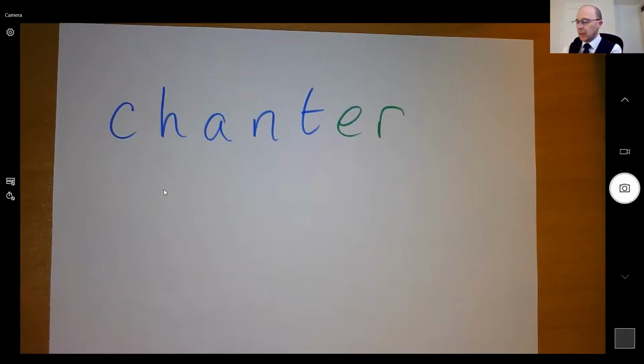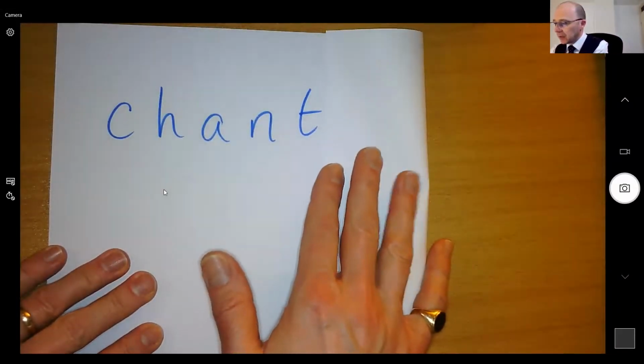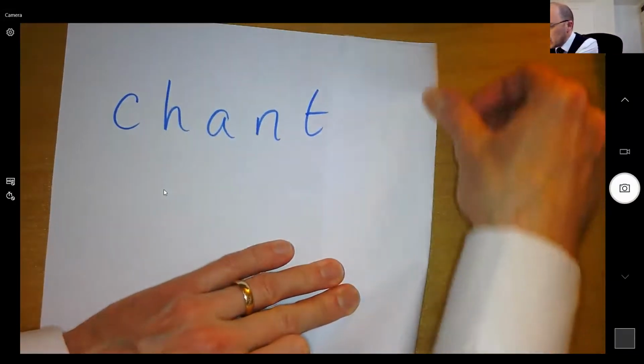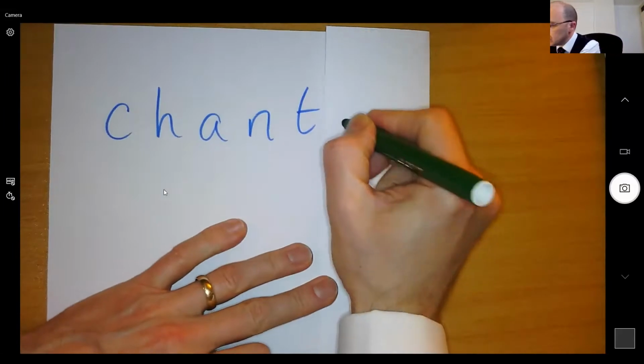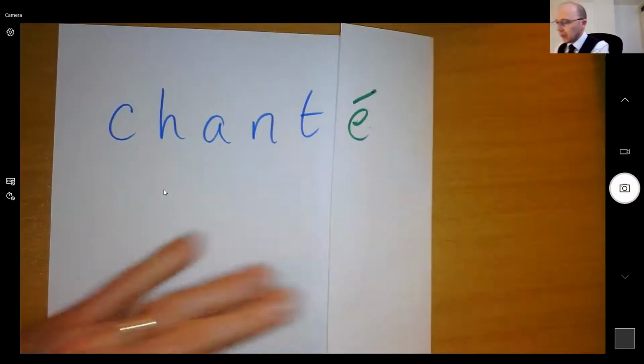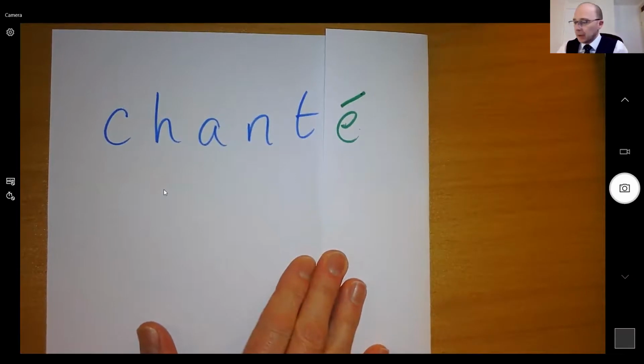Okay, so d'abord on va chanter. So I take this off the wall and I go to the back of the classroom, and when I put it up, I fold this over because there on the other side I've got that. Okay, and now it says on a chanté.